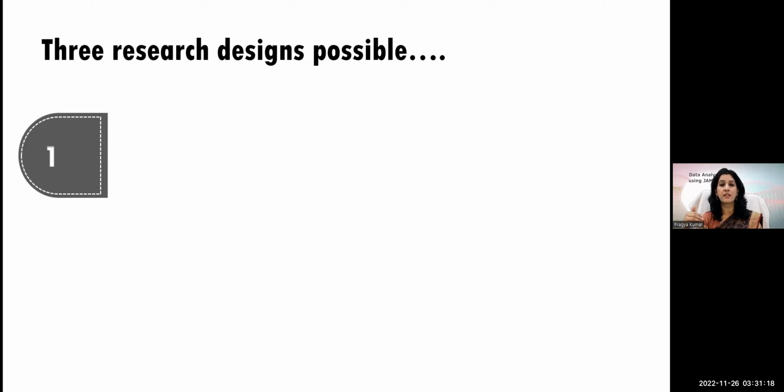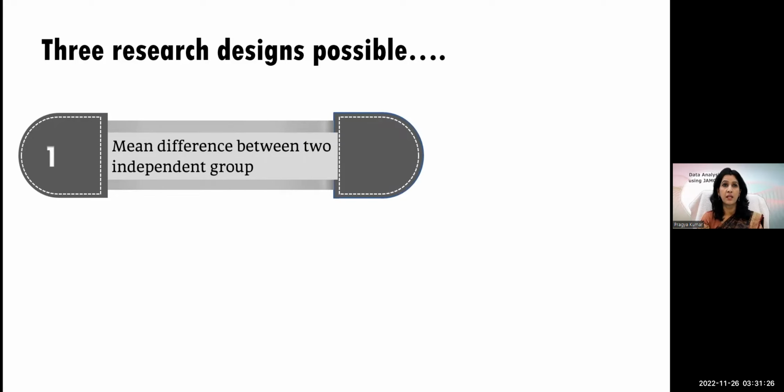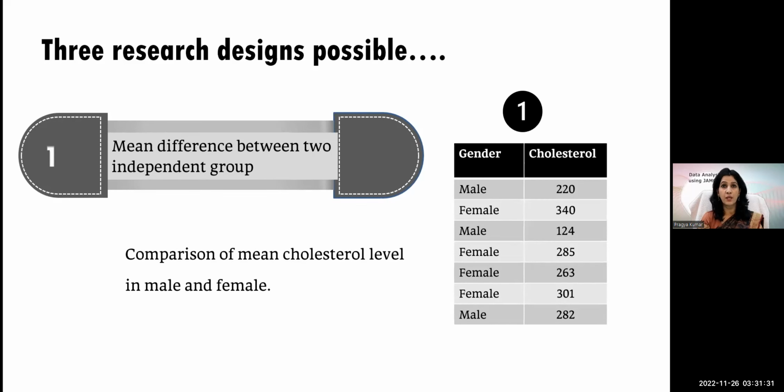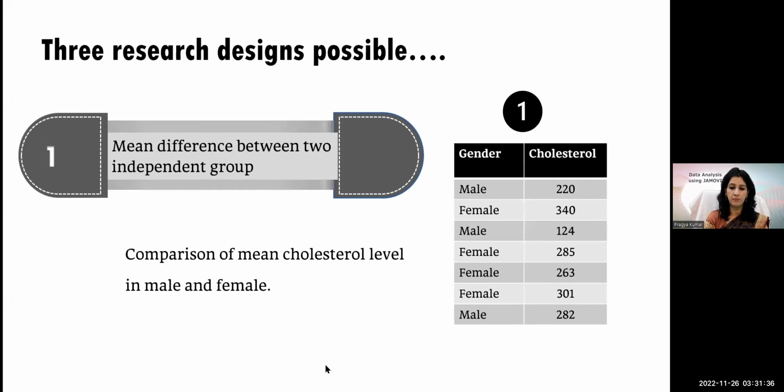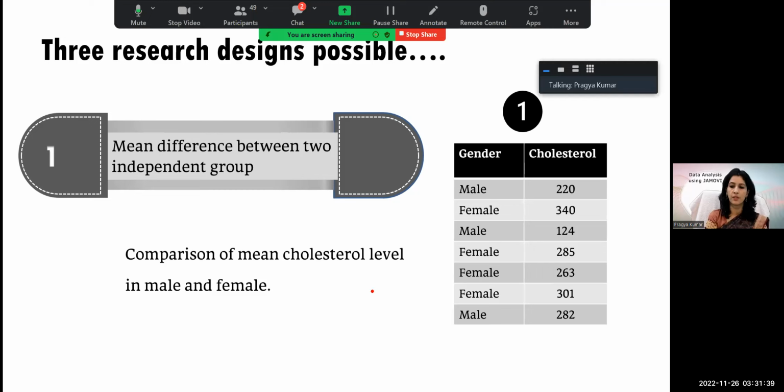So there are three research designs which are possible if you are applying the independent sample t-test. First is very simple, like we have discussed. There can be a mean difference between two independent groups. In this case, you can see there is a male gender and a female gender, and you want to compare the mean cholesterol level. So here the two categories are male and female. These are categorical variables, and the categorical variable has only two categories. If the categories are more than 2, then what is the test which we can apply?